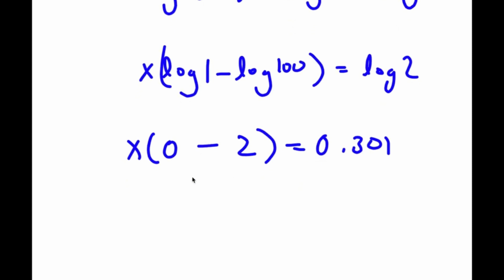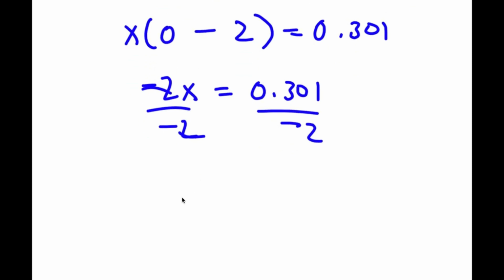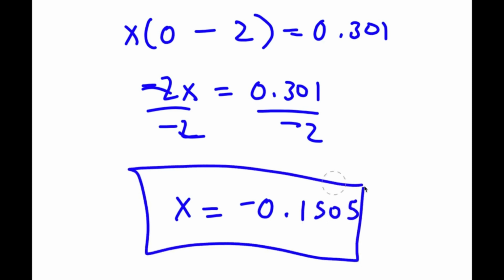Now 0 minus 2 is negative 2, so I have negative 2 times x is equal to 0.301. And now I'm going to go ahead and divide both sides by negative 2. So these two cancel out, and I'm left with x is equal to 0.301 over negative 2, which is equal to negative 0.1505. So this is my answer.